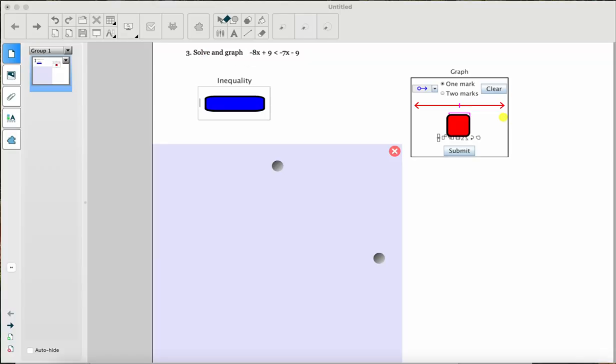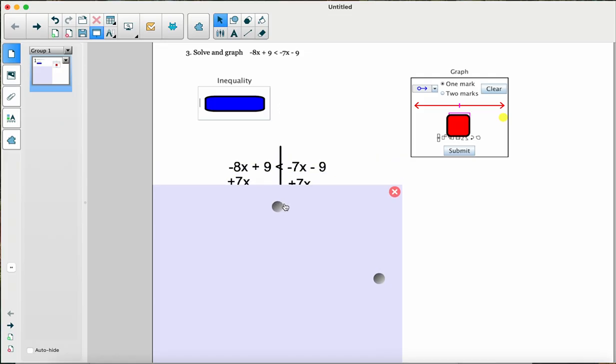Solve and graph. Negative 8x plus 9 is less than negative 7x minus 9. So in solving inequalities, we typically want our variable on the left-hand side. So we have a variable that's on the right-hand side, so we want to add this opposite. So adding this opposite is a 7x. So we want to add 7x to both sides. All right. So we add our 7x to both sides.